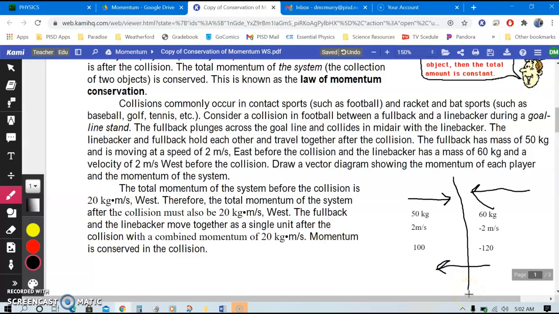After they hit each other, they are going to continue to move this direction with 20 units of momentum, which means that the fullback is not going to get over the goal line. So the net momentum before they hit is 20, and after they hit there's also going to be a momentum of 20 kilogram meters per second back into the football field.